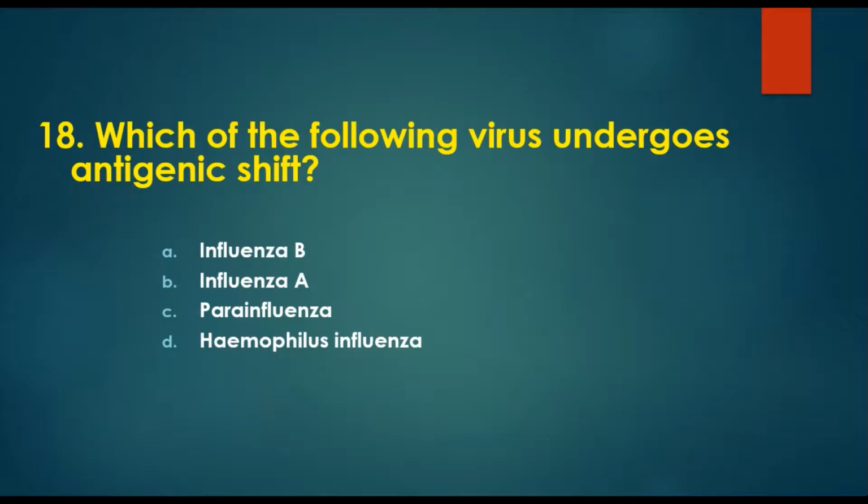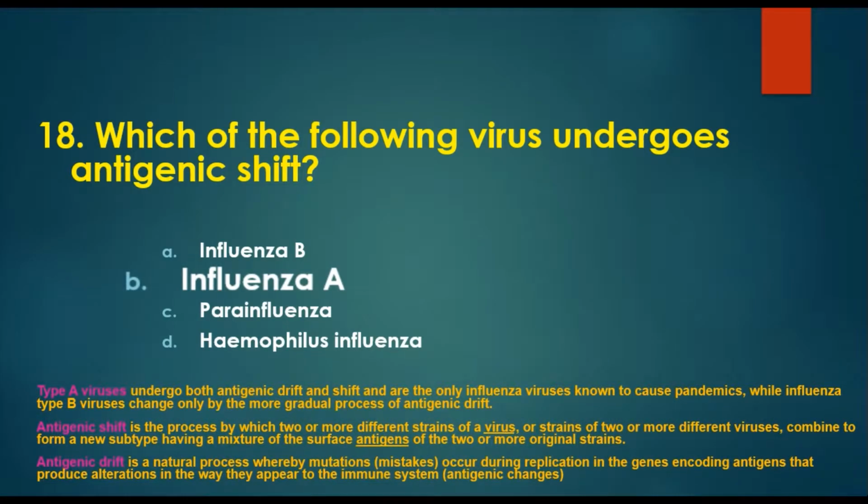So here they are asking: which virus undergoes antigenic shift? Influenza B, influenza A, parainfluenza, Haemophilus influenzae. So here the answer is going to be influenza A. Influenza type A virus undergoes both antigenic drift and shift, and it is the only influenza virus known to cause pandemics, while influenza type B virus changes by the more gradual process of antigenic drift. That means influenza B is going to change through drift.